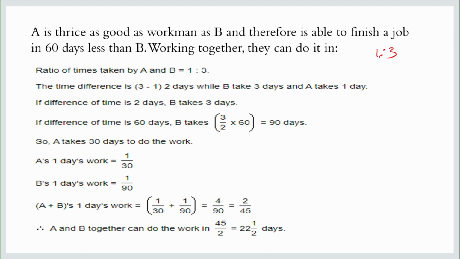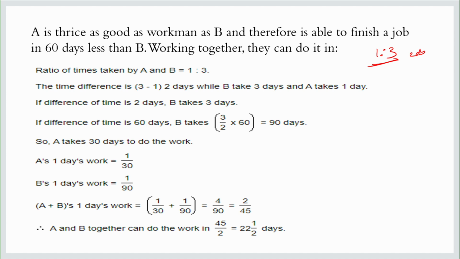Okay. So, what is the time difference between these two? 3 minus 1, 2 days. Do you understand this? If A takes 1 day to complete the work, B takes 3 days, because their efficiency is in the ratio of 1:3. The difference of these two is 2 days, correct?